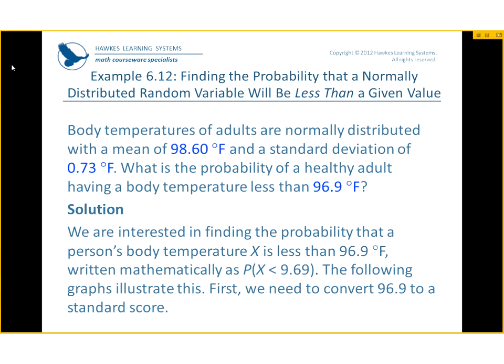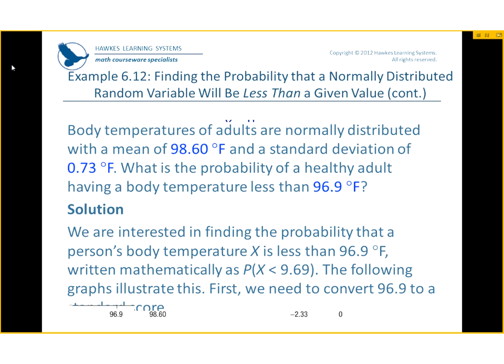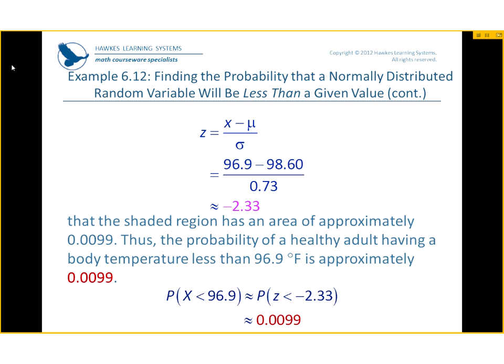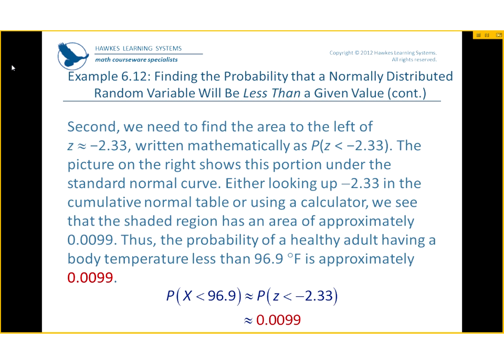So we want to convert 96.9 to a standard score, so we use the z-score. And if you see here, we get negative 2.33, which means it is 2.33 standard deviations below the mean. So we're going to put it into our calculator. You don't have to use the table unless you want to. If you look in the book, you get 0.0099 when you look it up on the table.